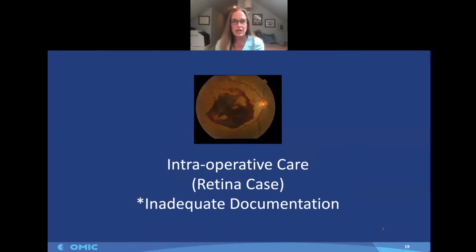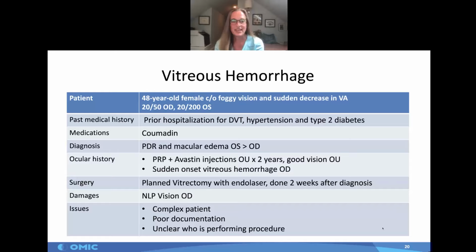Now we're going to shift from preoperative documentation to documentation issues regarding intraoperative care. So this was a retina case. Next slide, please. This 48-year-old woman complained of foggy vision and a sudden decrease in her vision, which was at that point 20/50 in the right eye and 20/200 in the left eye. She had a complicated medical history. She had just been hospitalized for a deep venous thrombosis and placed on Coumadin.